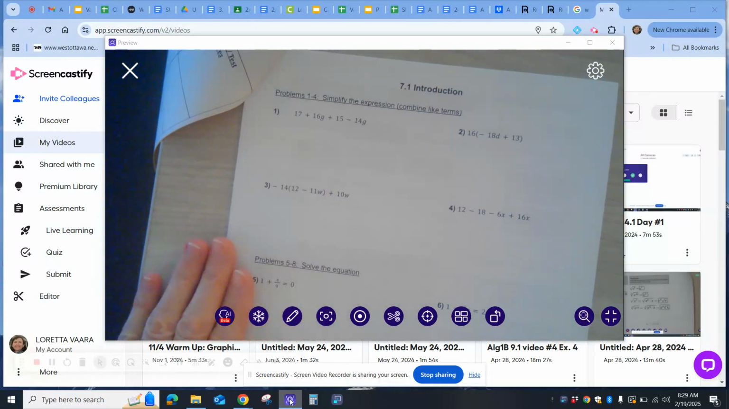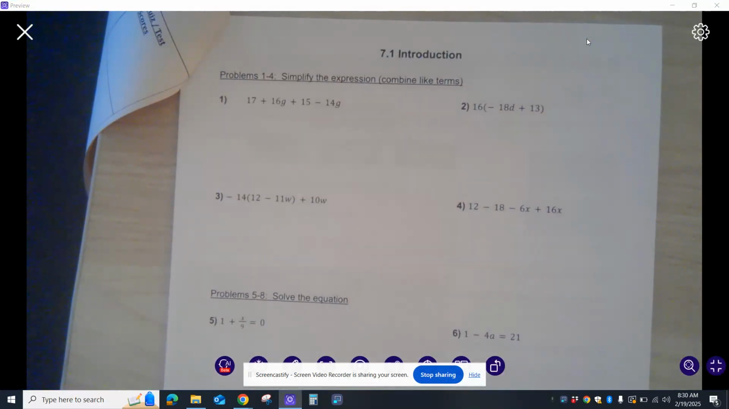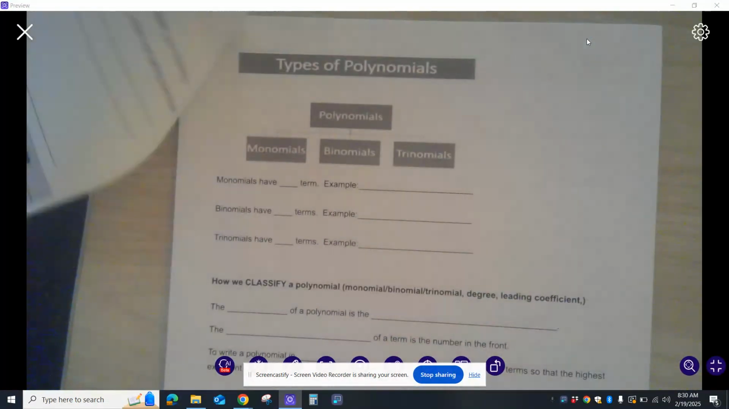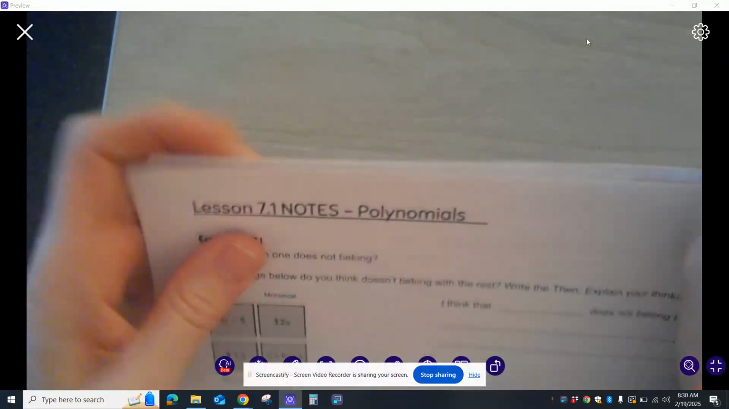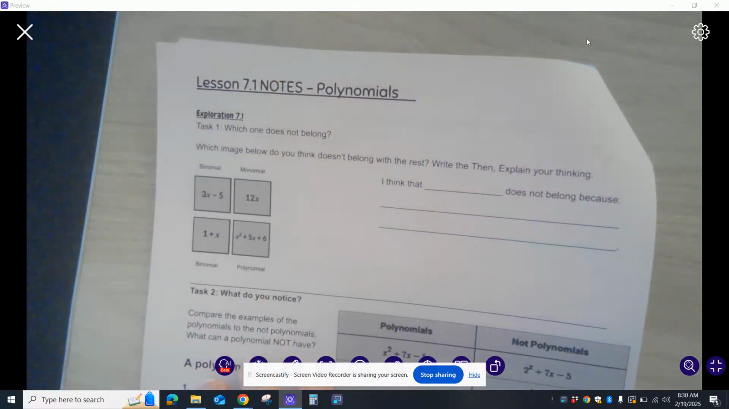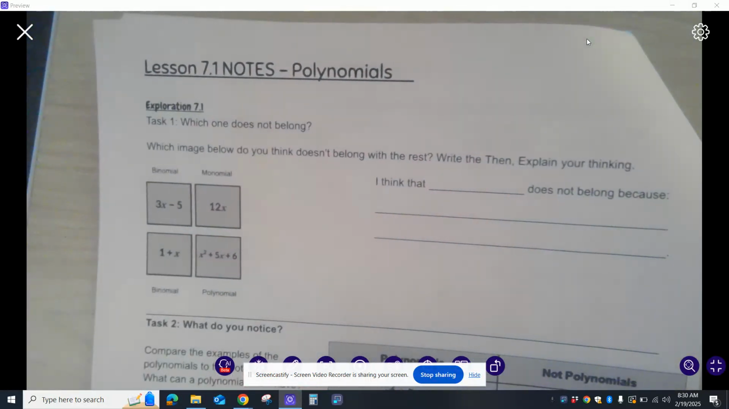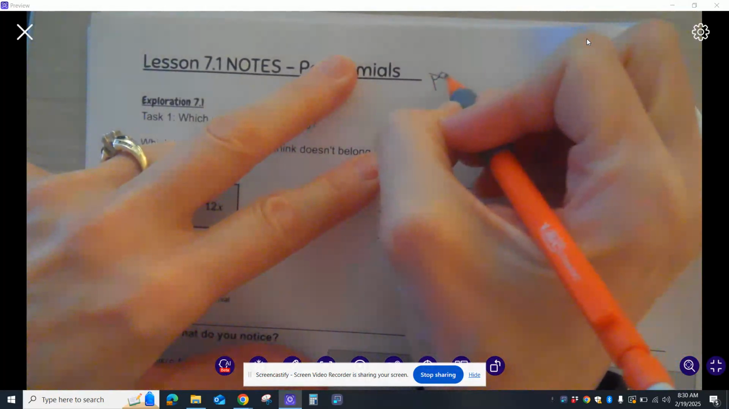This 7.1 introduction that is on page 4, we're going to skip. This is just going to be the notes. However, you should definitely do that 7.1 introduction. It's likely that you will be doing that in class. I'm going to zoom in a little bit here. Okay, so we are on page 5 in your note packet.